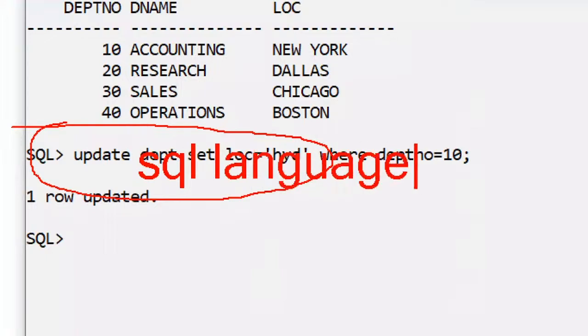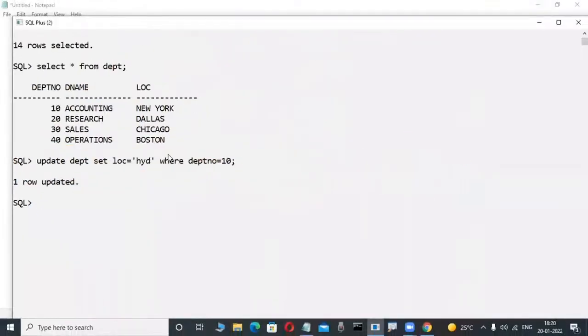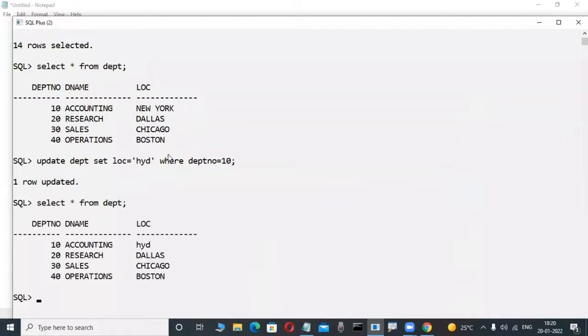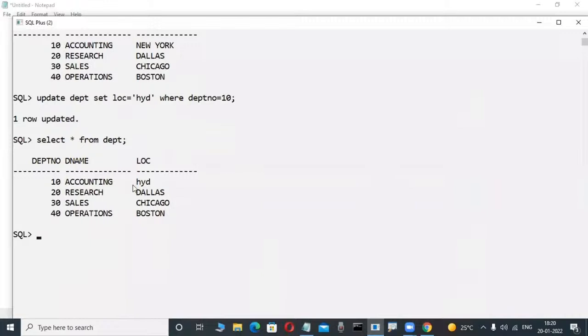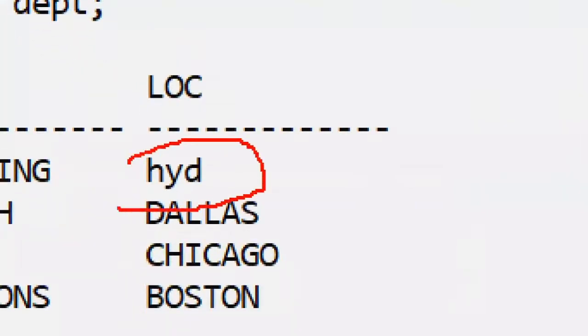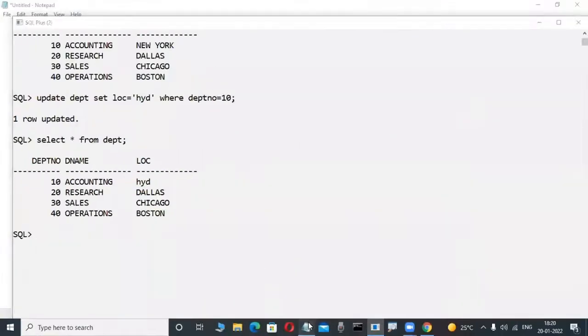These are non-procedural languages. Variables are not there, loops are not there, conditions like if and case are not there. It is a very easy, non-procedural language, with one, two or three lines of coding, simple. Once we write this type of coding, this SQL language, it is automatically reflected in your database. In the previous case New York was there, but now Hyderabad is the location, right?